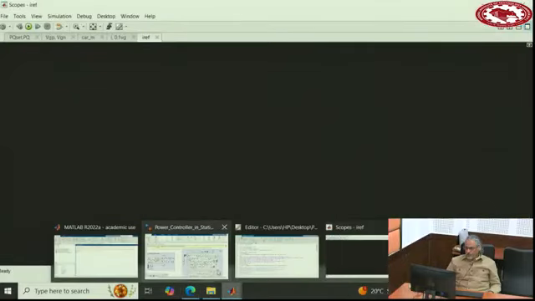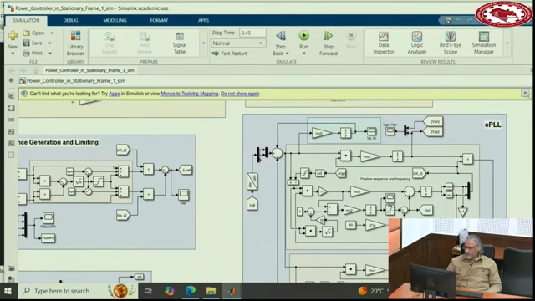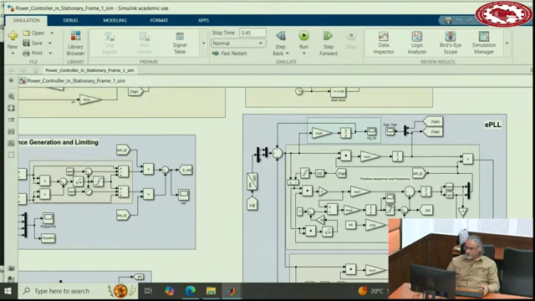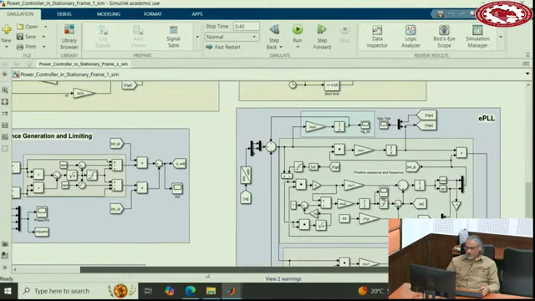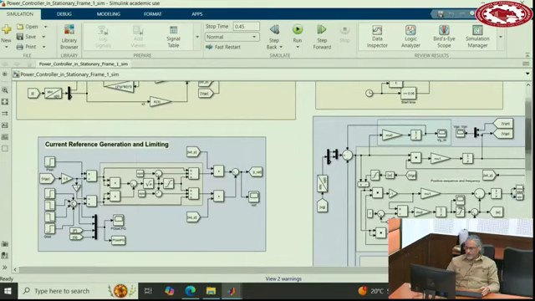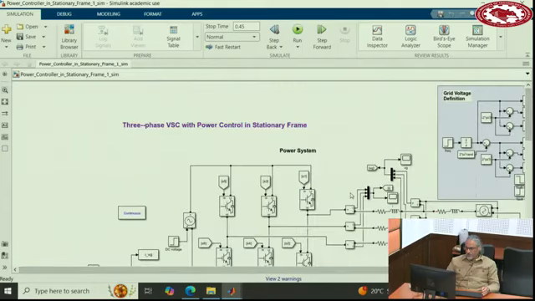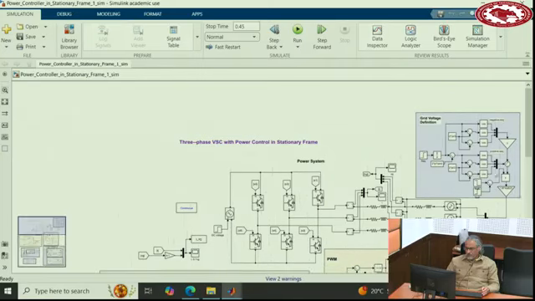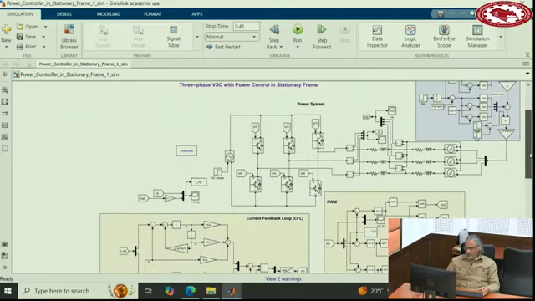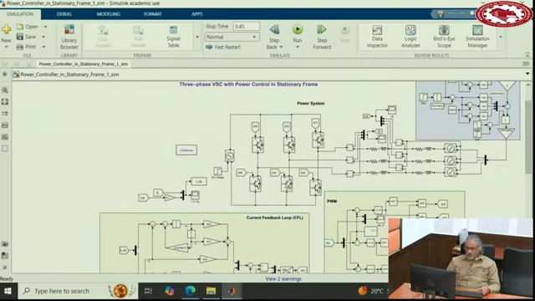Okay, let me very quickly, if the file opened, yes, go through the file as well. The power circuit is a three-phase inverter, a voltage source converter. We have a DC voltage here, which I put a step function on so I can apply disturbances if need be.